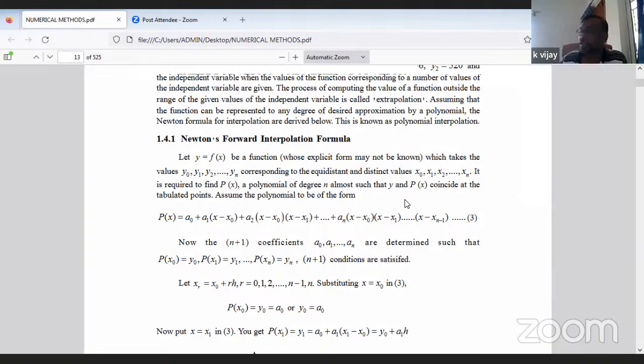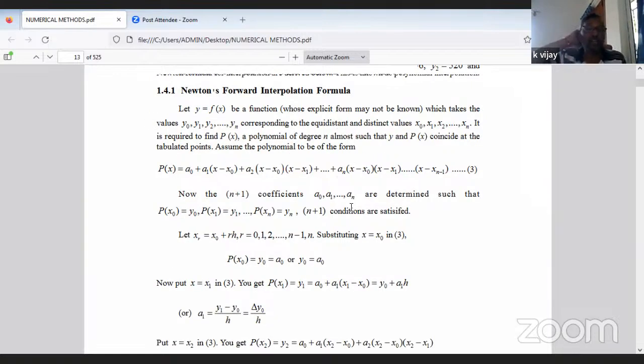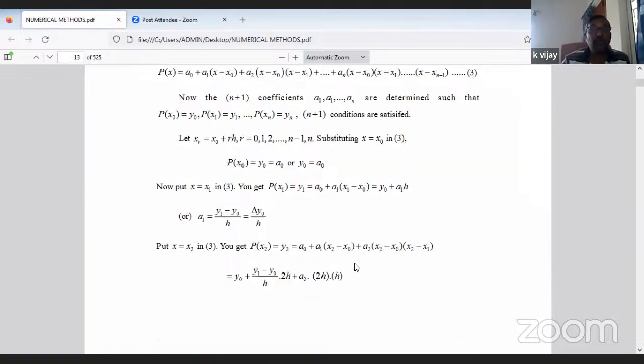Now the coefficients a0, a1, up to an are determined such that P of x0 is equal to y0, P of x1 is equal to y1, P of xn is equal to yn. These conditions are satisfied. Let x is equal to x0 plus rh. Substituting x is equal to x0 in the above condition, P of x0 is equal to y0 is equal to a0. Therefore y0 is equal to a0.